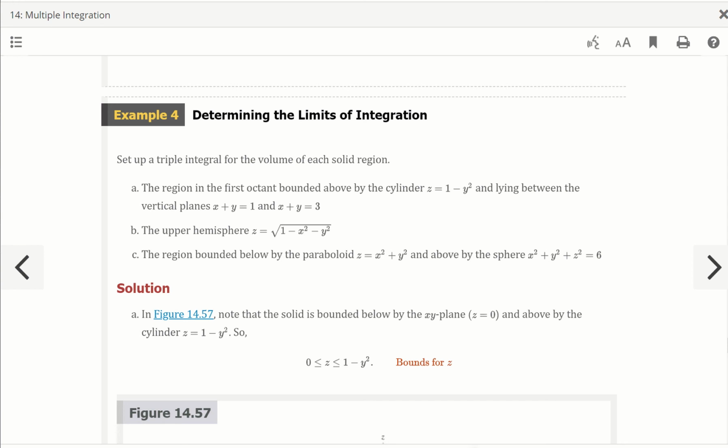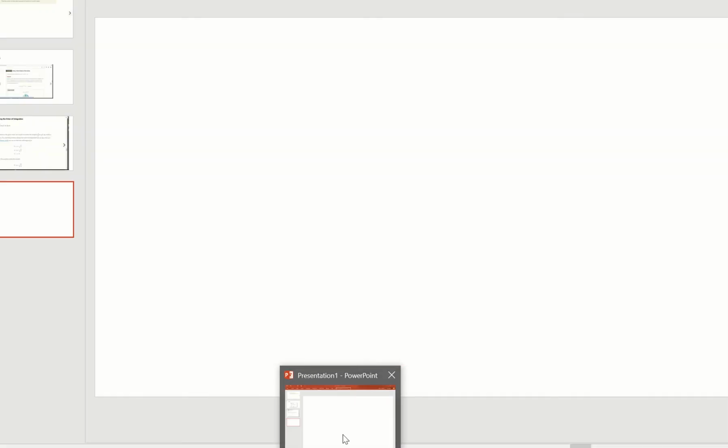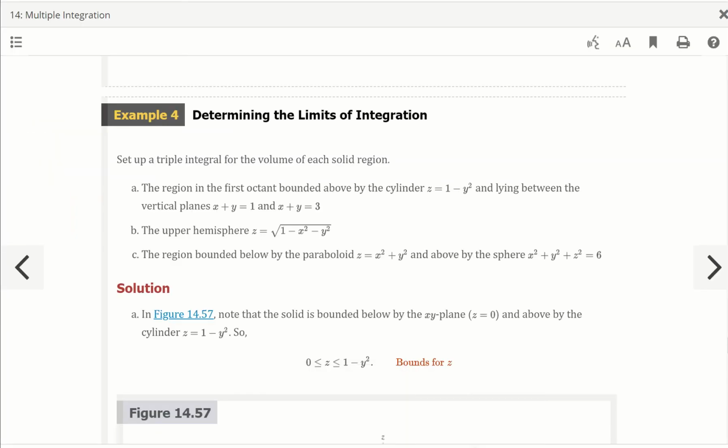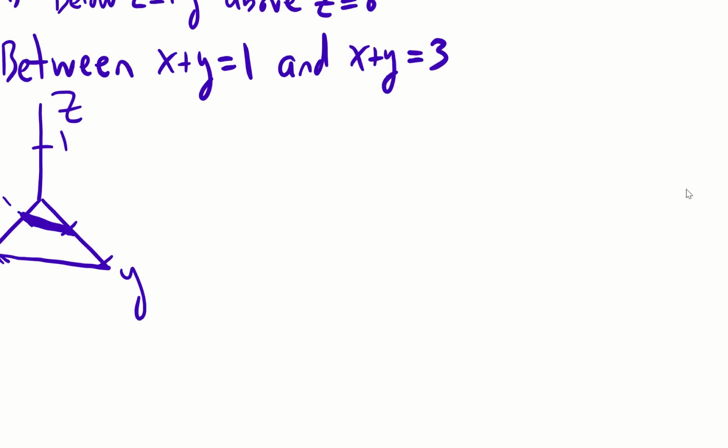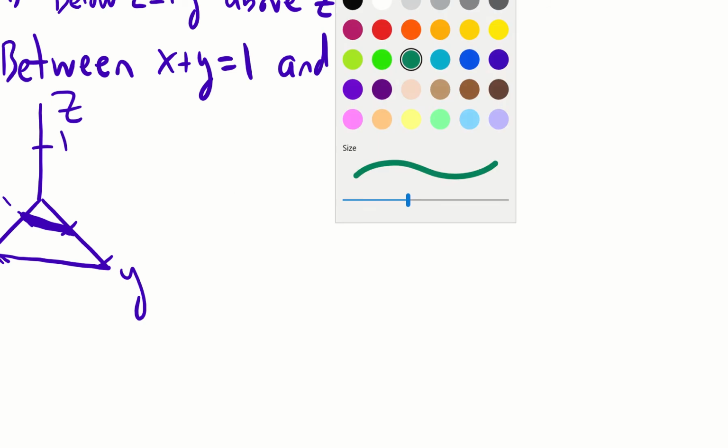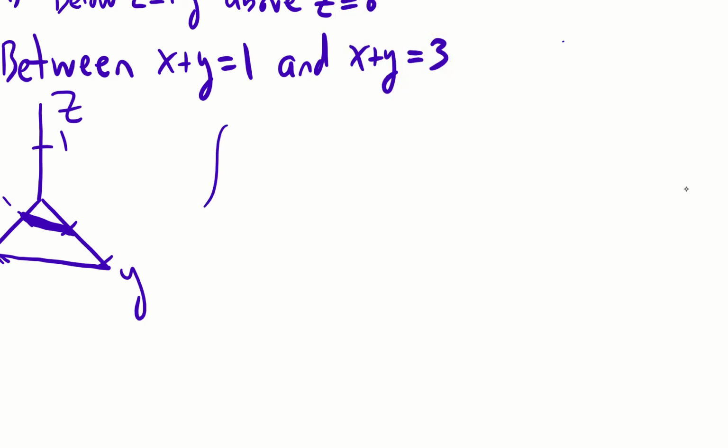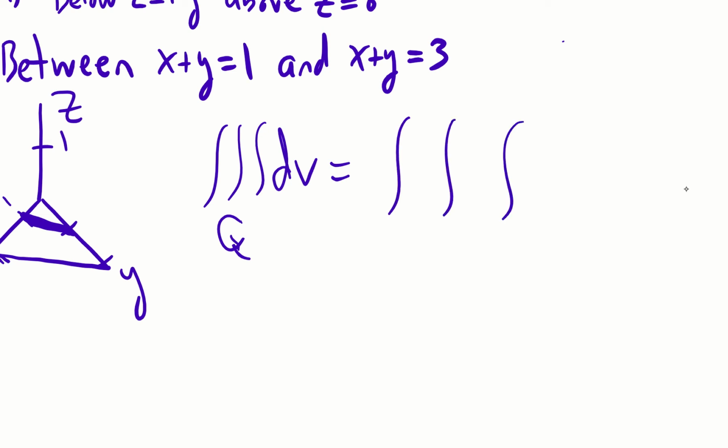So we're asked to set up a volume integral to determine this volume. So we are looking for a triple integral over the surface dV, which we are hoping to write as an iterated integral. For the order of integration, let's go with dz, dy, dx.